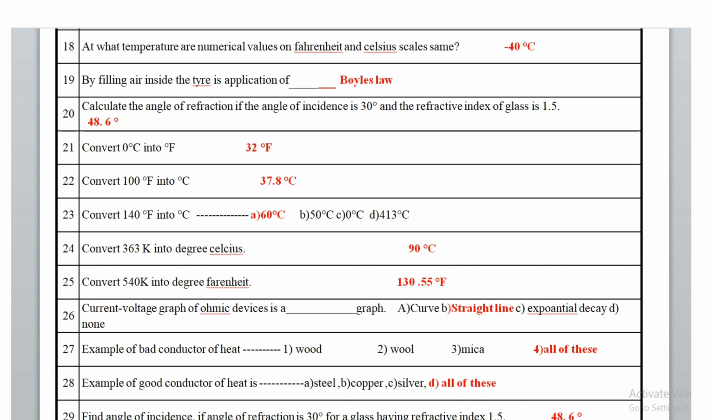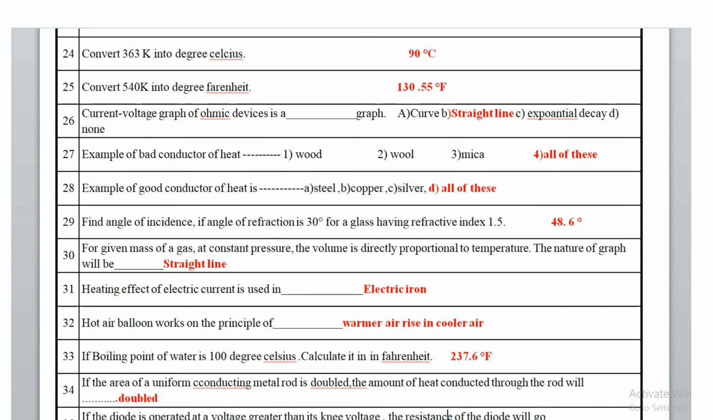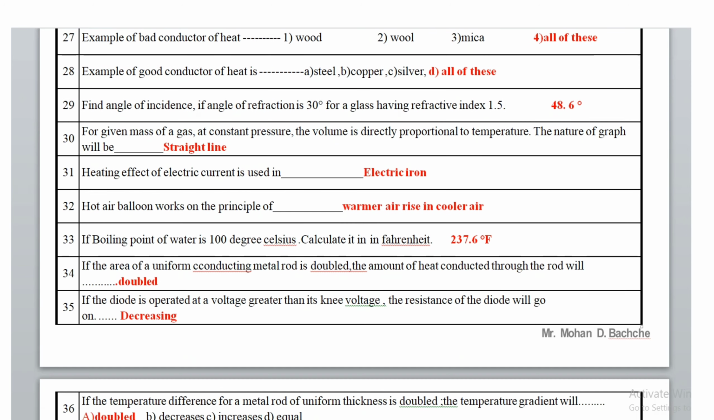Current voltage graph of ohmic devices is a straight line graph. Examples of bad conductors are wood, wool and mica. Examples of good conductors are steel, copper and silver, that means all are examples of good conductors.